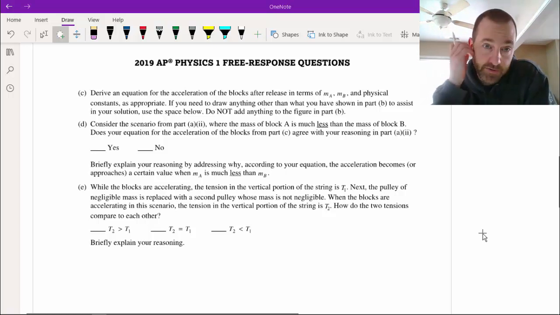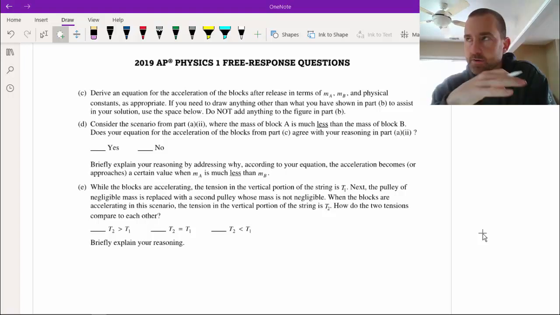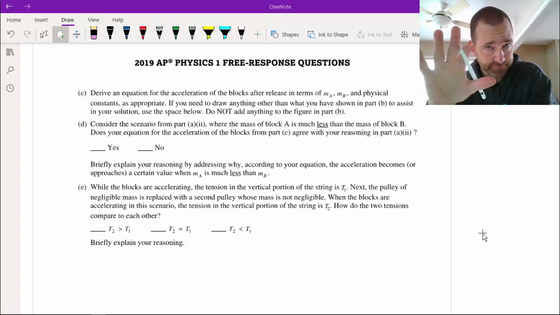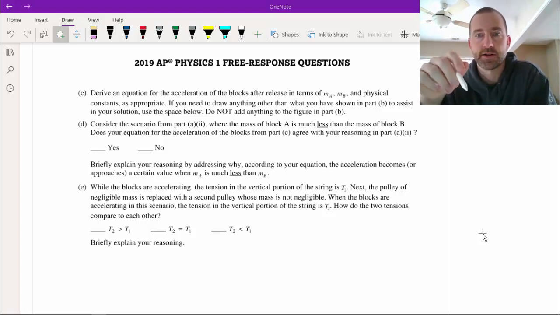Part C says derive an equation for the acceleration of the blocks after release in terms of mA, mB, and physical constants like g, as appropriate. If you need to draw anything other than what you had in part B, do it below. Do not change your answer to part B. That's a big no-no. They only grade you based upon what you have in a section, and if you add stuff to it for later work, they're going to assume that that's what you wanted for your answer for part B. Part D says consider the scenario from part A2 where block A was much less than the mass of block B. Does your equation for the acceleration of the block from part C agree with your reasoning, yes or no, and kind of go through those steps.